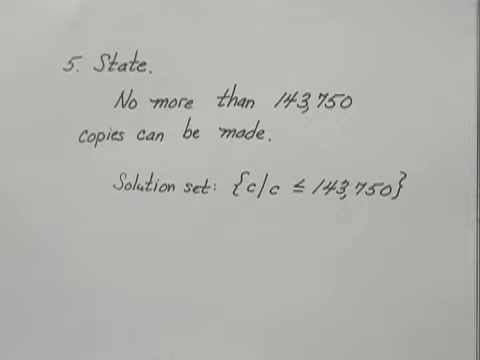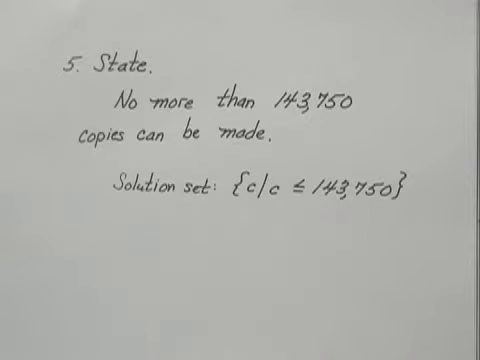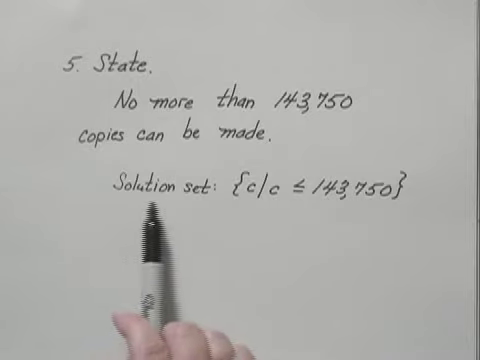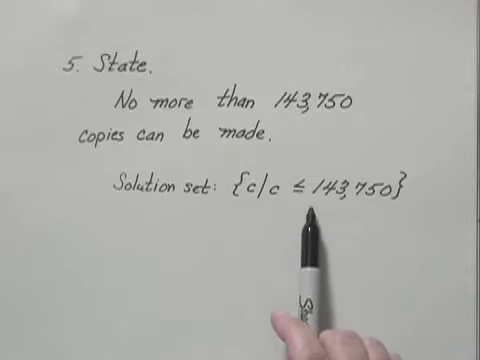We can state our answer that no more than 143,750 copies can be made. If we wanted to write this in terms of a solution set, the solution set is the set of all C, such that C is less than or equal to 143,750.